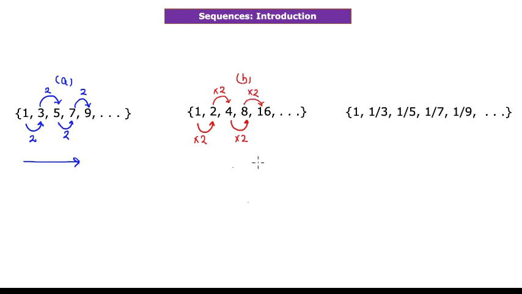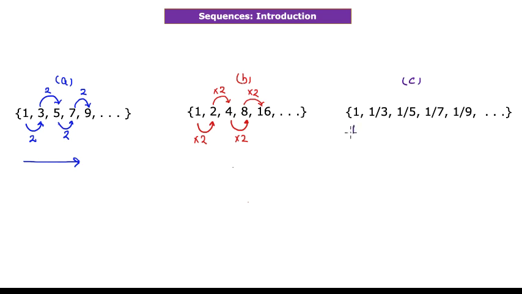So this is another example of a sequence. The difference between A and B is, in the sequence A, I am always adding 2 to the previous number. But in the sequence B, I'm multiplying by 2, right? Let's analyze the set C. It is different compared to the first 2 examples. It still begins with 1.